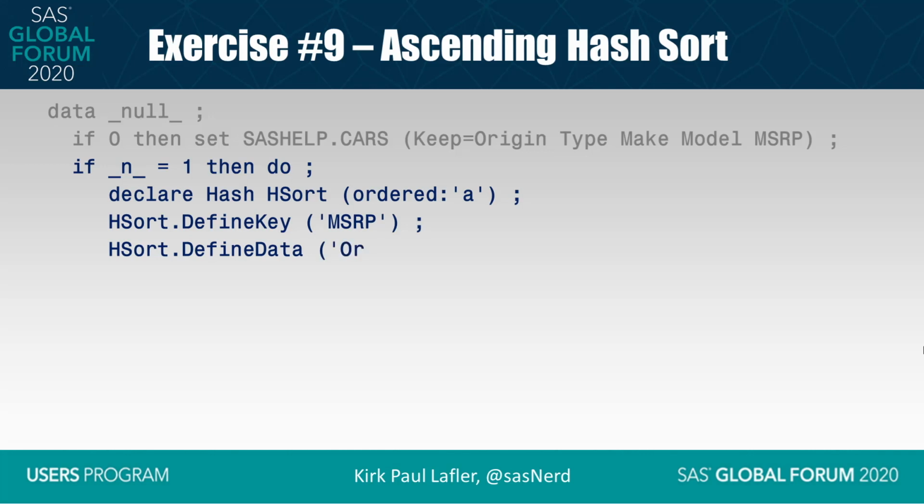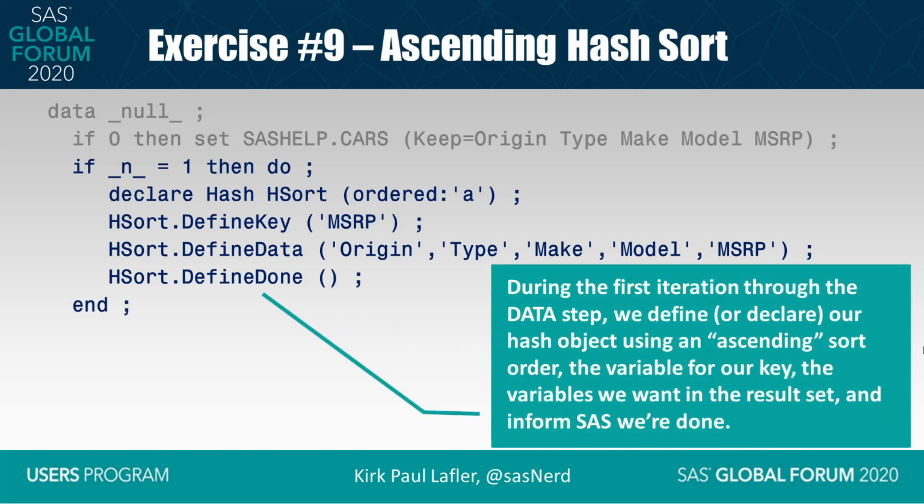The first iteration through the data step, we're going to declare our hash object. In this case, we're going to name it HSort. And notice we have ordered A. As you can imagine, we want to perform an ascending hash sort, so the A stands for ascending. And then we're going to define our key as MSRP. You can change that around if you prefer to use a different key.